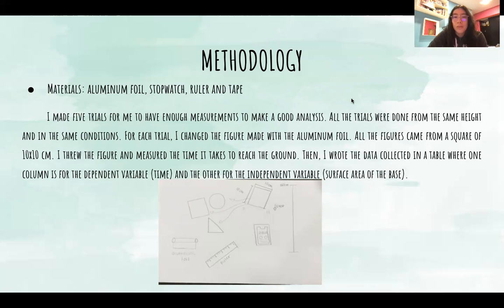All the figures came from a square of 10 times 10 centimeters. I drew the figure and measured the time it takes to reach the ground. Then I wrote the data collected in a table where one column was for the dependent variable, that is the time, and the other for the independent variable, that was the surface area of the base.